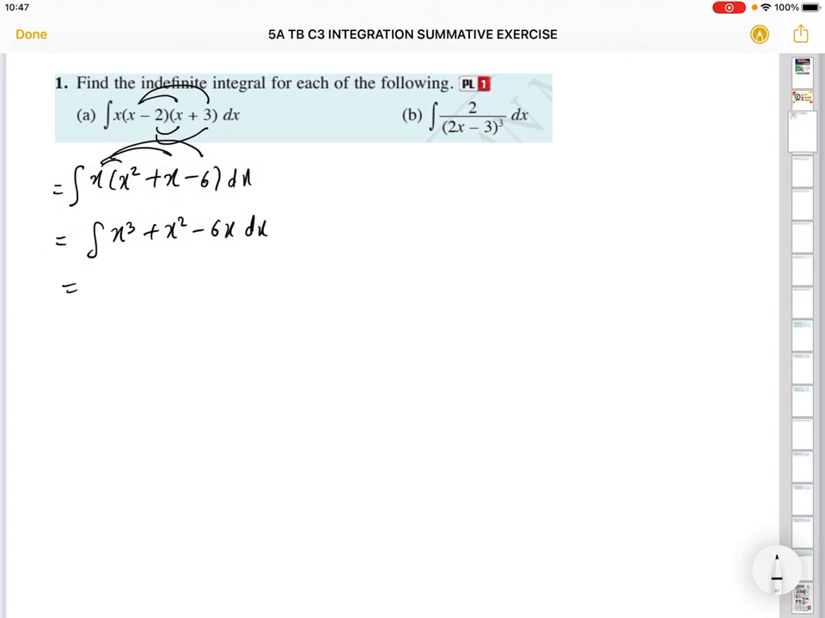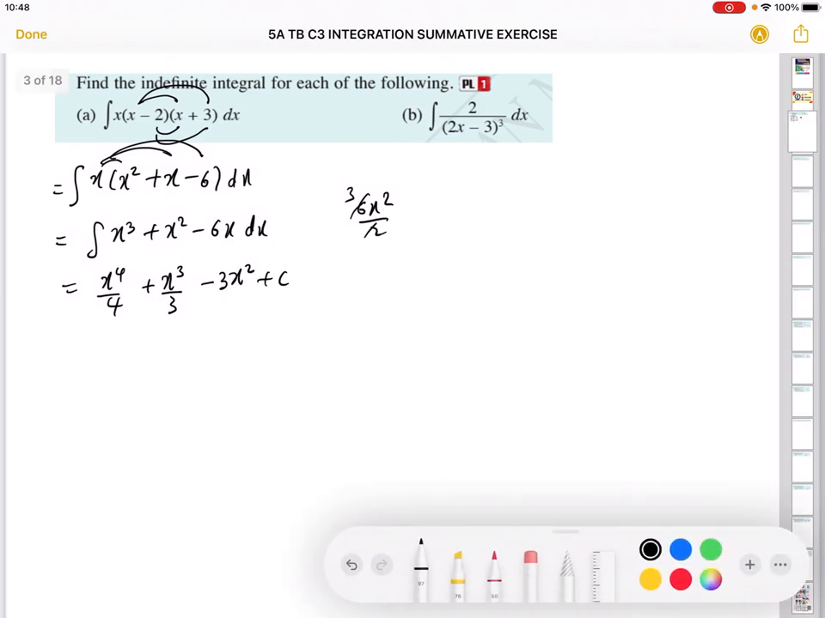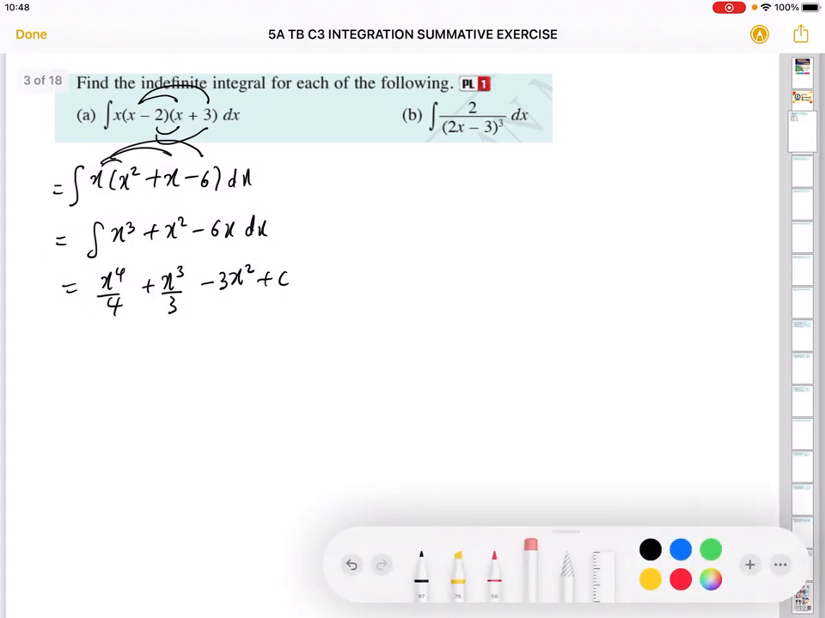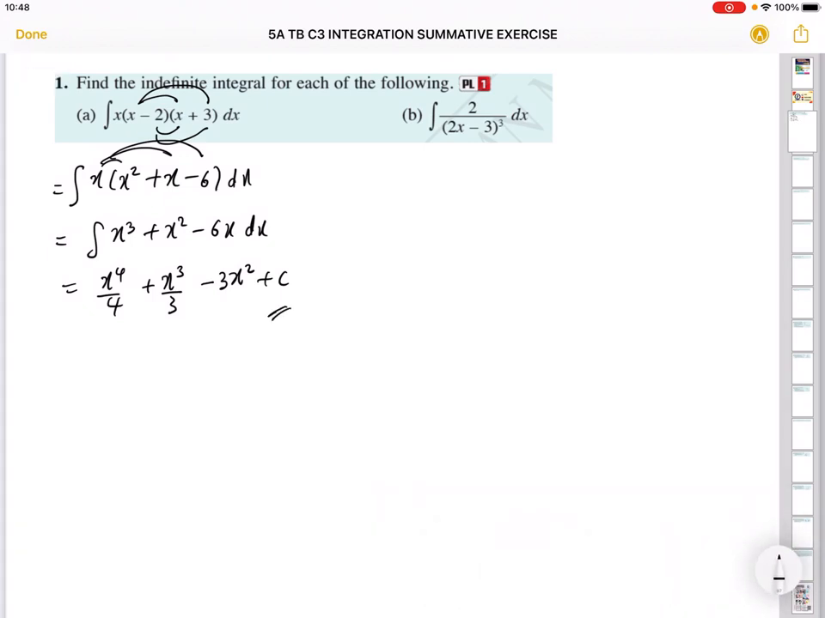Now when you integrate this, you should get x power 4 over 4. This should be x power 3 over 3. Now when you integrate 6x, I'd like you guys to think x squared, 6 divided by 2, 3. In your mind, you should be thinking this way, so you just cancel it, 3. So you don't have to write extra steps, otherwise you have to write one more line for every single integral, right? So that's it. That is the answer for part A.